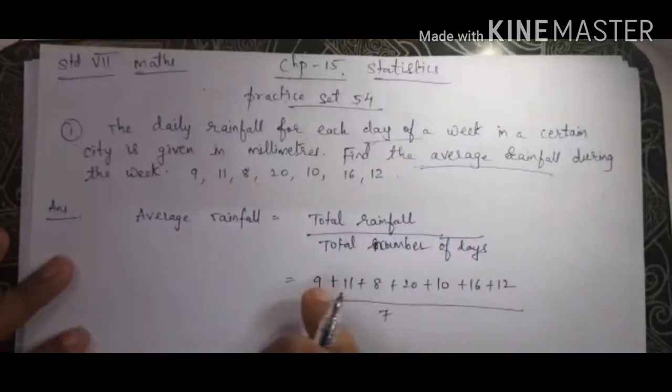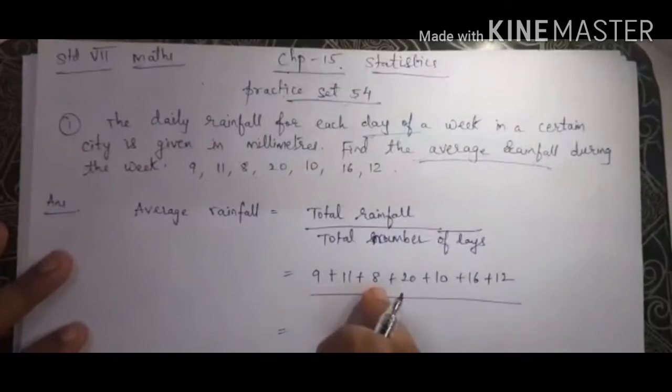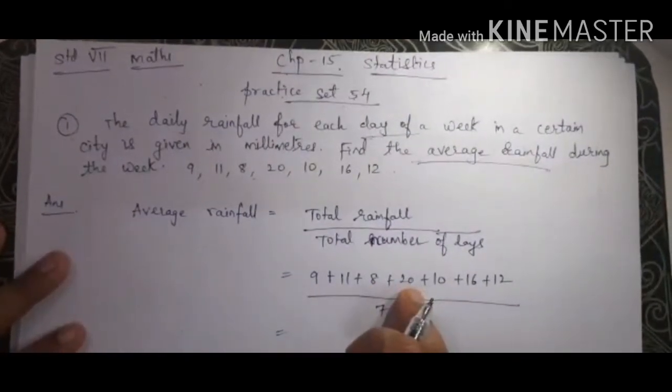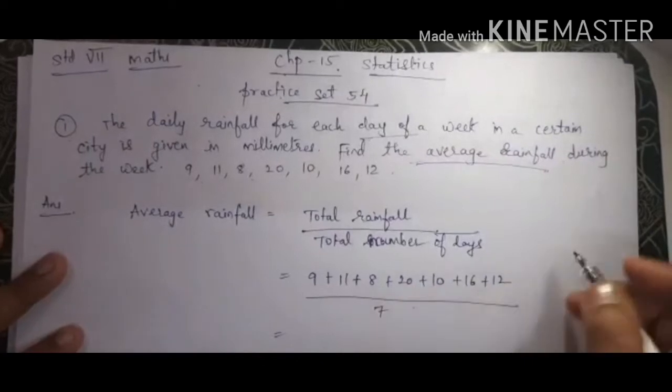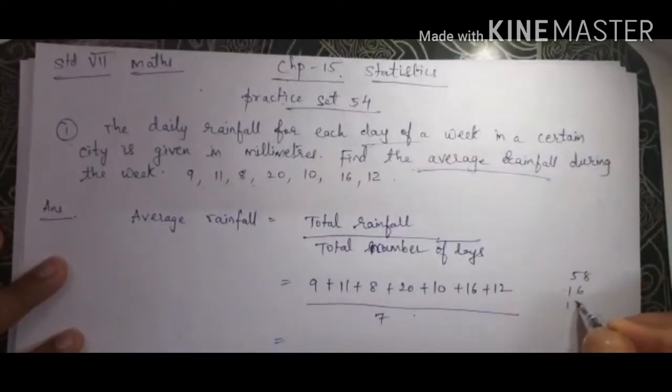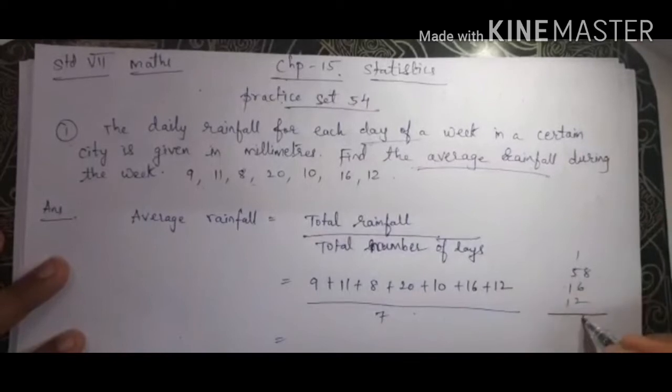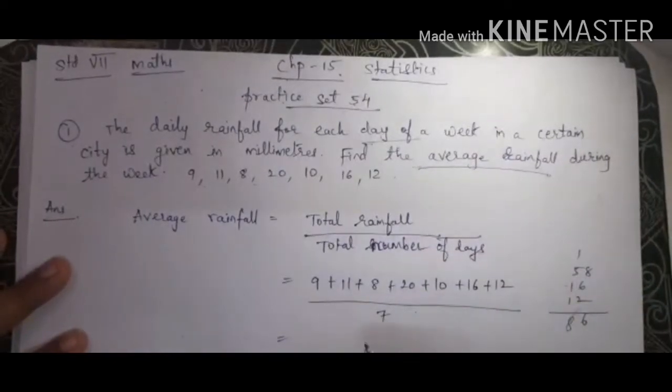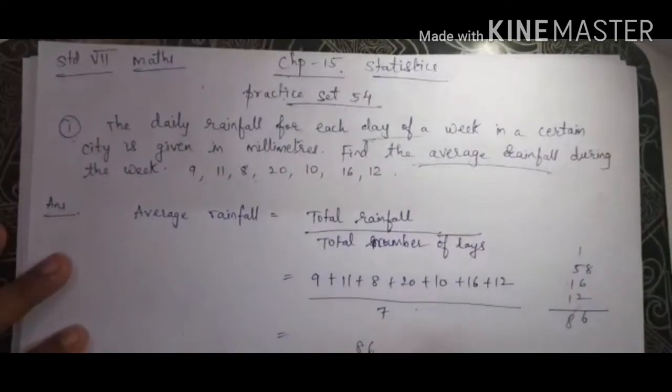We add this. 9 plus 11 is 20, 28. 28 and 20 is 48. 48 and 10 is 58. 58 and 16 and 12. 8 and 6, 14, 15, 16, 5, 6, 7, 8. This is 86. So 86 we have to divide by 7.